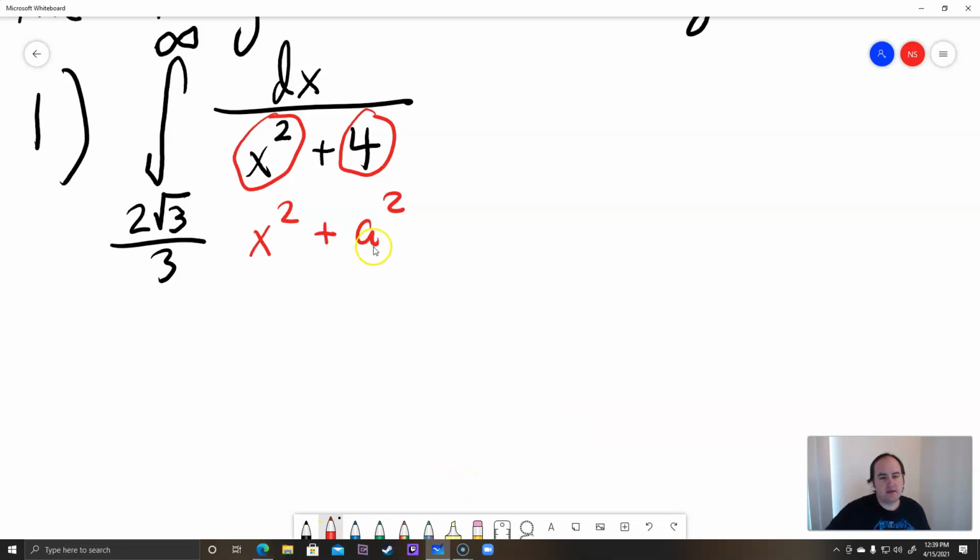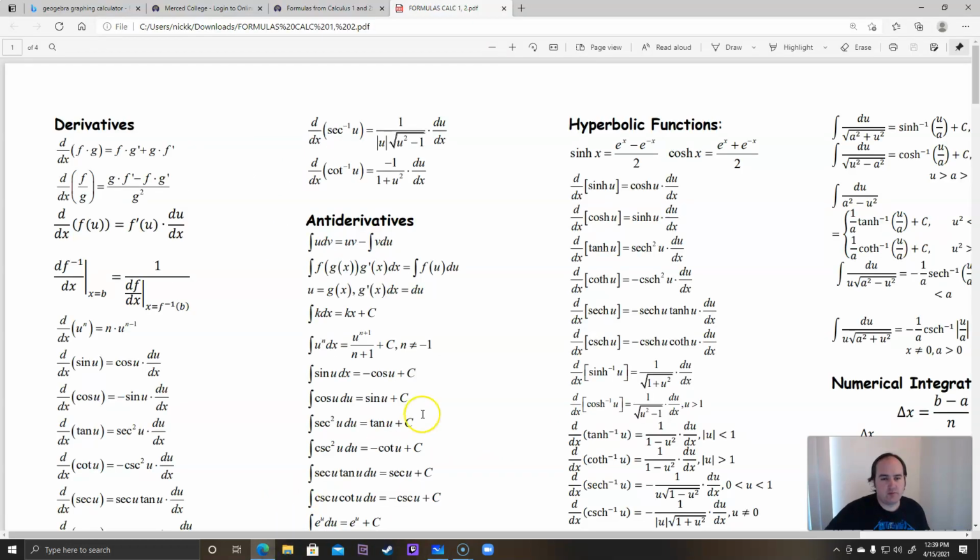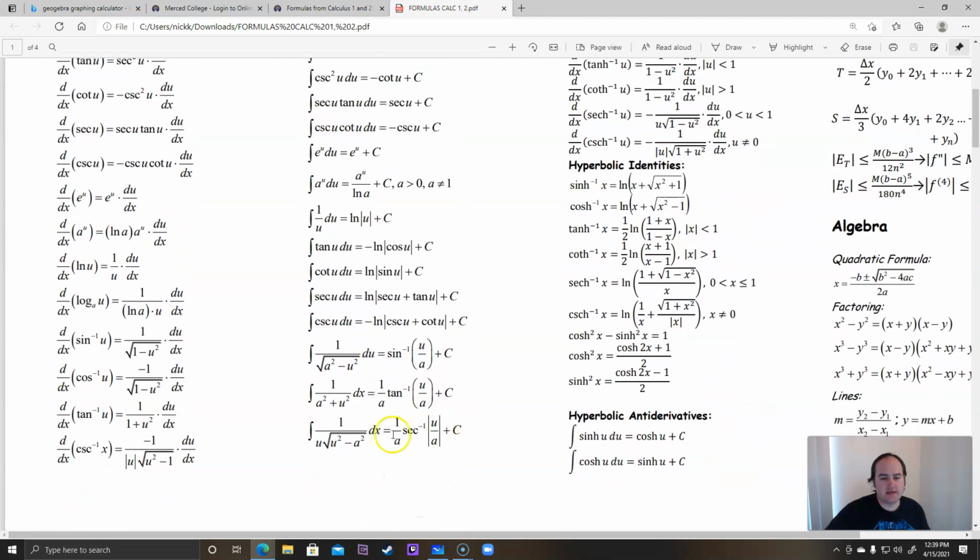So that's what we've got there. And so what's in that format? Well, we look under antiderivatives, and the closest one is this one right here. The integral of 1 over a squared plus u squared is equal to 1 over a tan inverse of u over a plus c.